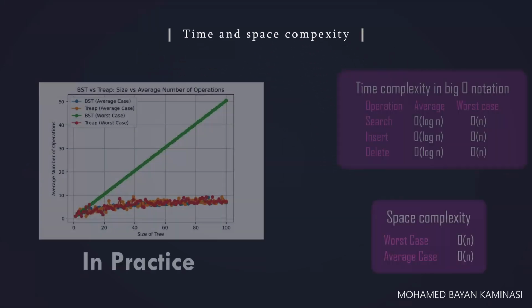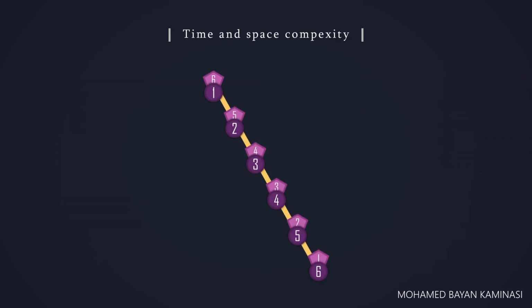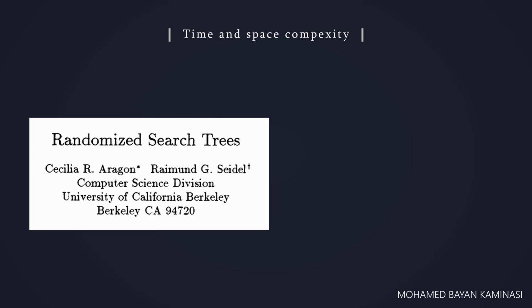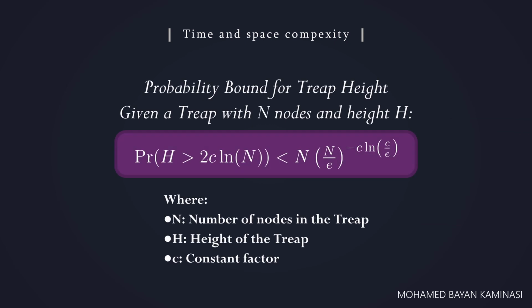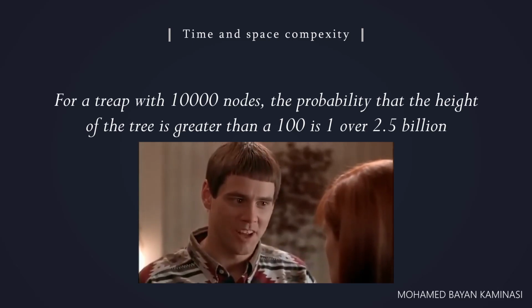On average, the time complexity is big O of log n, but it still has a big O of n worst case, because in the worst possible scenario we could have priorities 6, 5, 4, 3, 2, 1. Aragon and Seidel in their randomized search tree paper showed that there is no hard guarantee that the tree will be balanced. The probability of the height h of a tree with n nodes being greater than the natural logarithm of n by a factor of some constant c is bounded by this formula. For a tree with 10,000 nodes, the probability that the height of the tree is greater than 100 is 1 over 2.5 billion. So you're telling me there's a chance?